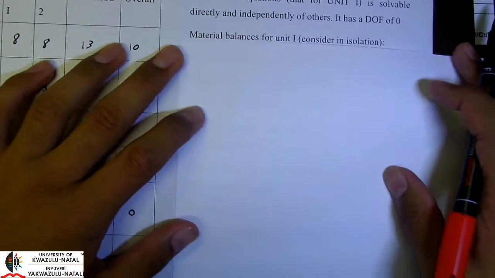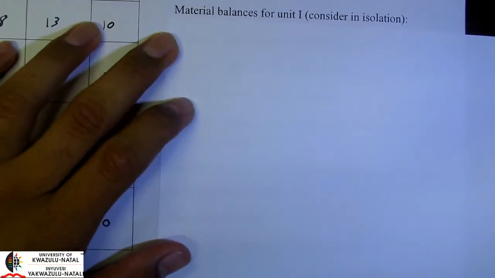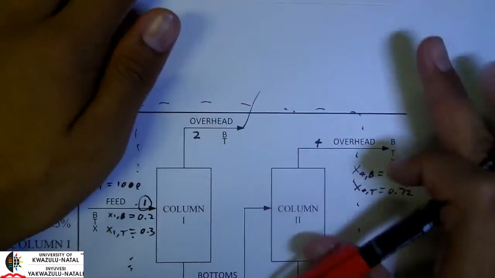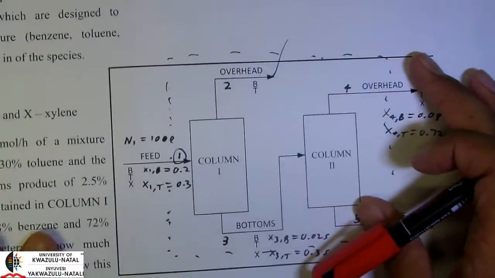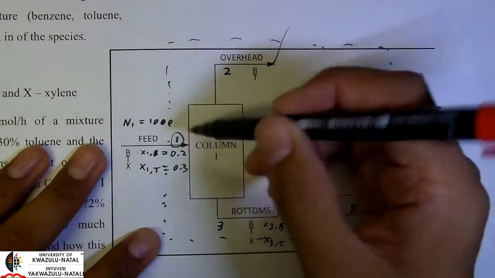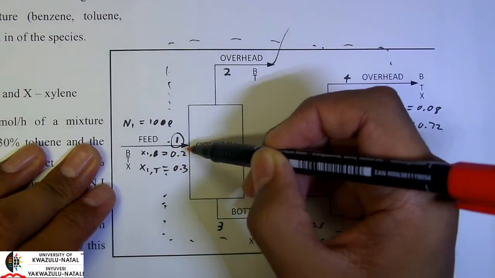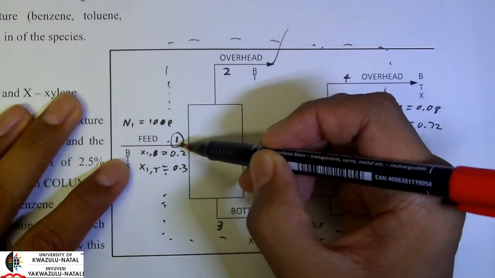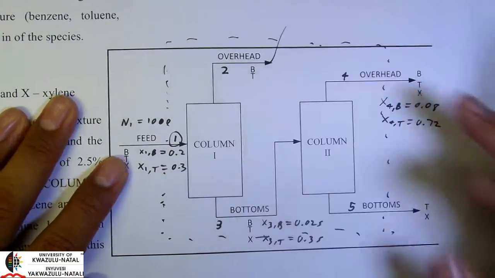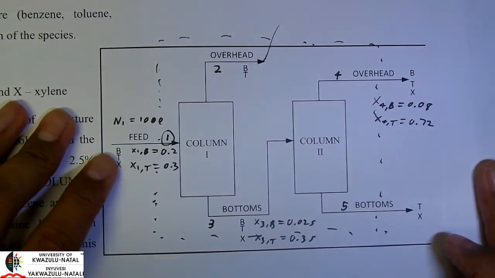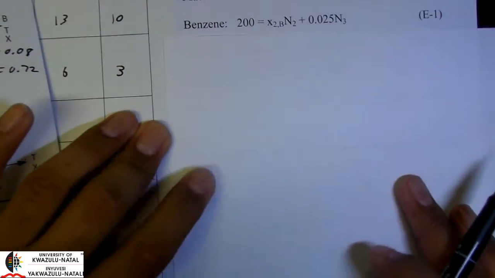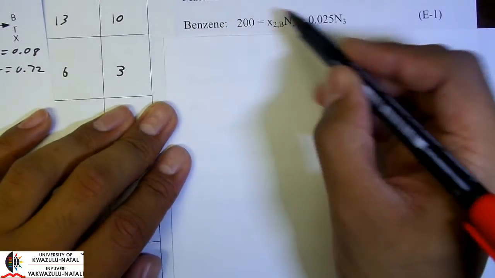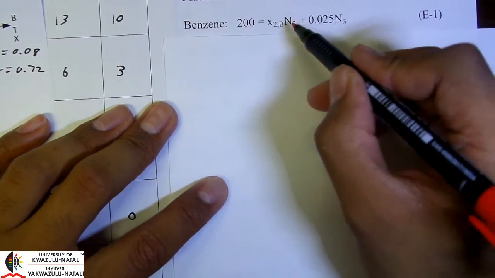Okay, so let's look at our material balances for unit 1. If we draw up a benzene balance, we can see that we have 0.2 times 1000 or 200 moles per hour of benzene coming in, and we have benzene coming out in the overhead as well as the bottoms. So we write out the balance accordingly. What comes in, the feed, must equal what comes out, which is the two products.